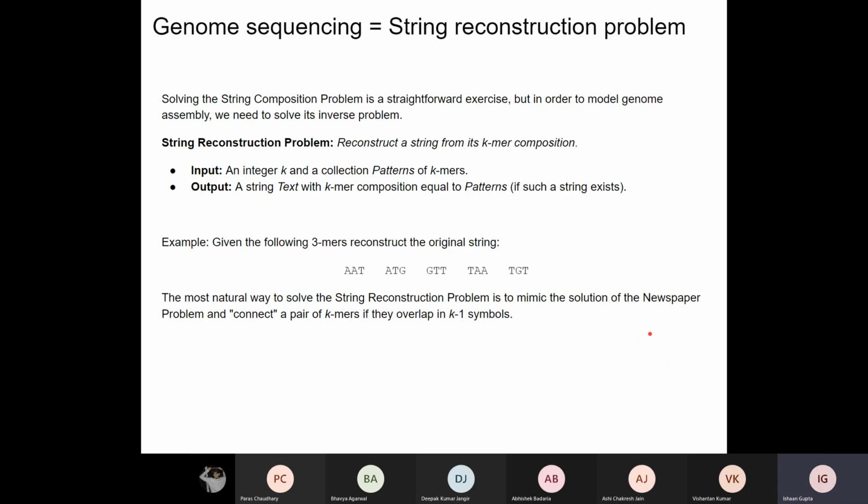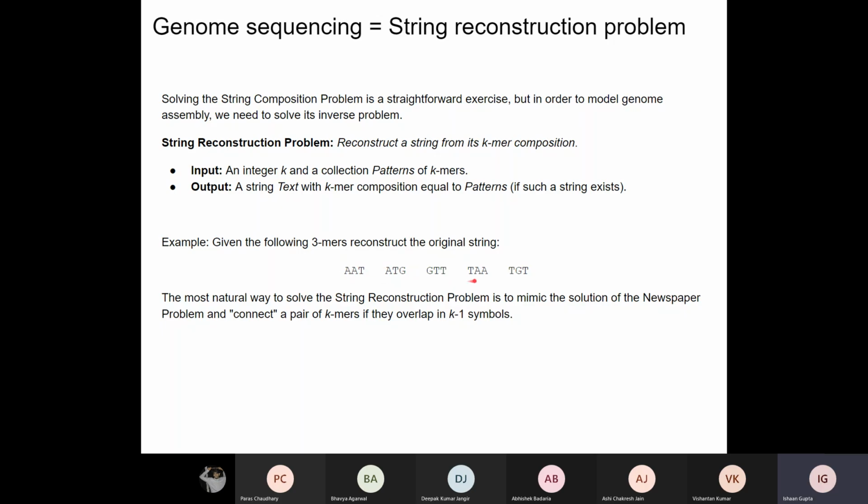So the string reconstruction problem essentially is you have to reconstruct a string from its k-mer composition. The input is k and a collection of patterns of k-mers, and the output is a string text whose k-mer composition is equal to the patterns of k-mers that you've been given, if such a thing exists.